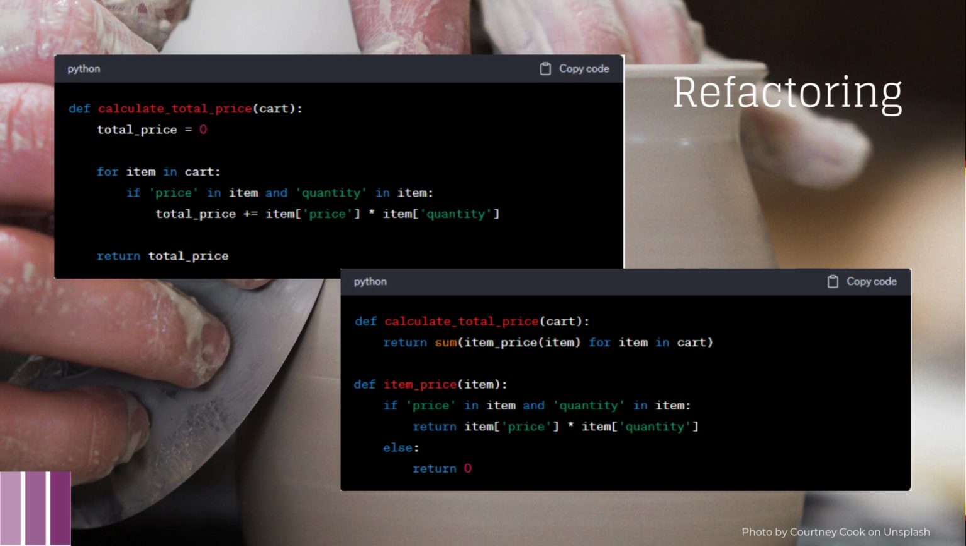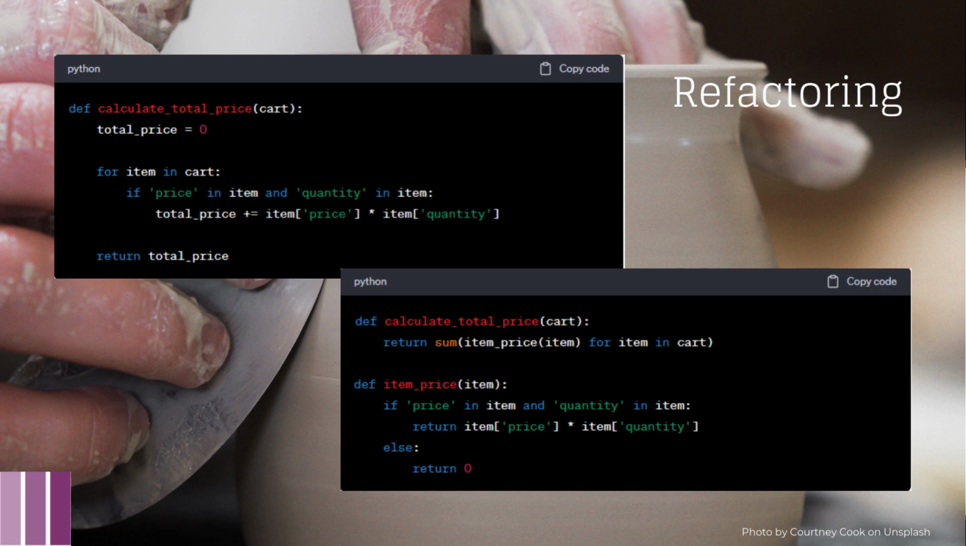Extracting the item price calculation into a separate function enhances modularity. It also makes the code easier to test, as you can test the item price function independently. If there are future changes to the way the price is calculated, for example, applying discounts, you only need to update the item price function. The modified code is more readable, more modular, and easier to maintain.